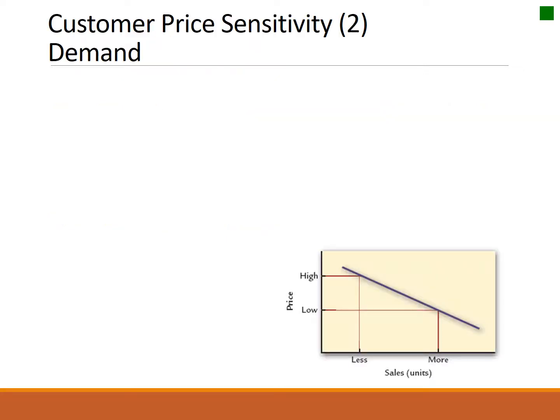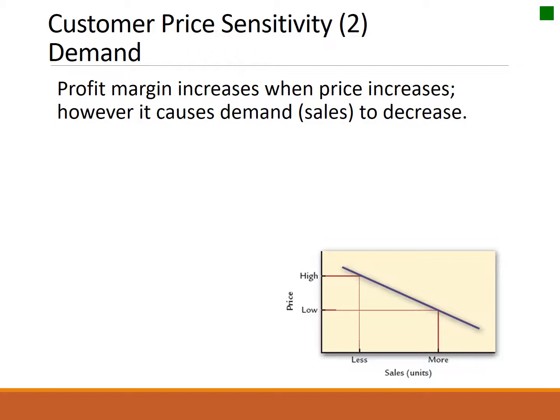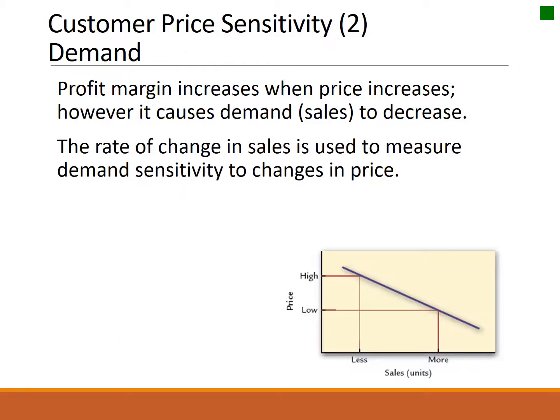Step number two is to think about customer price sensitivity. A lot of times we think about this as a relationship between the price we charge and the number of sales we'll accomplish based on that price. And if we were to change price, how much or to what degree would sales also change? So we think about the rate of change in sales as a measure of sensitivity as we change price. And this is where the concept of elasticity comes into play.